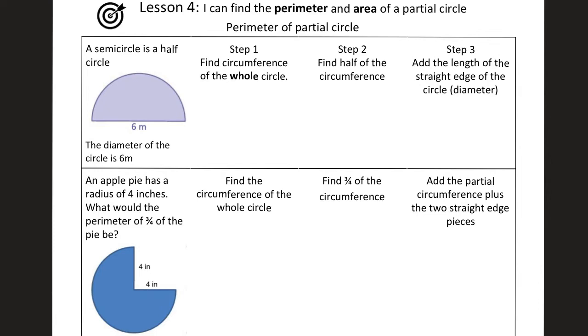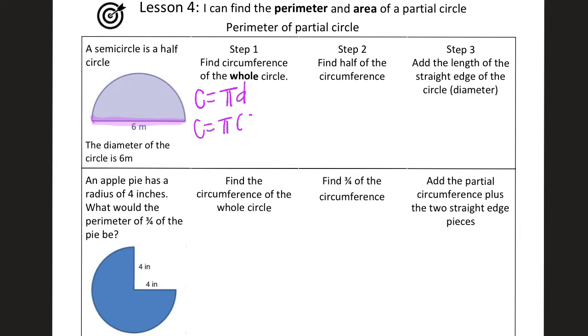okay, so a semicircle is just a half circle, so if I finish the shape, it would look like that. Of course, I would draw a perfect circle. Okay, so the diameter is 6 meters. It goes the whole way across through the center. So step 1, I'm going to find the circumference of the circle. Okay, circumference equals pi times the diameter.